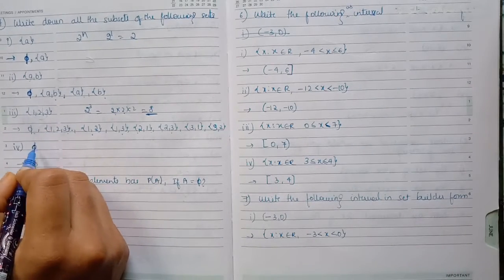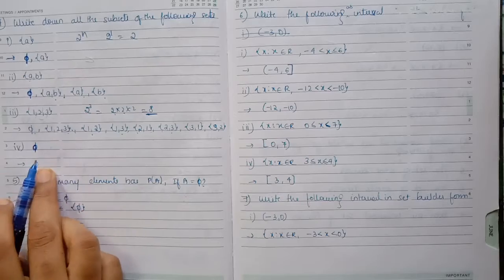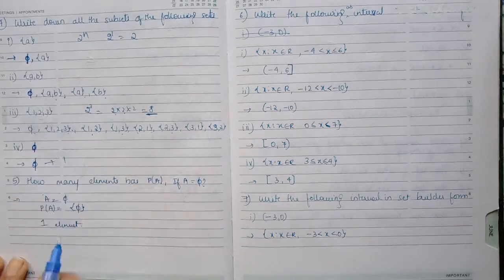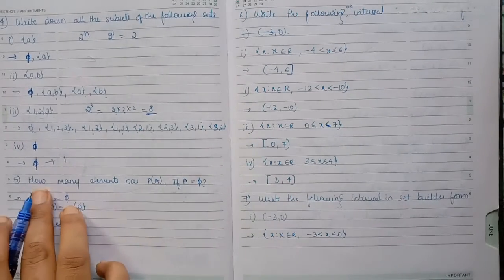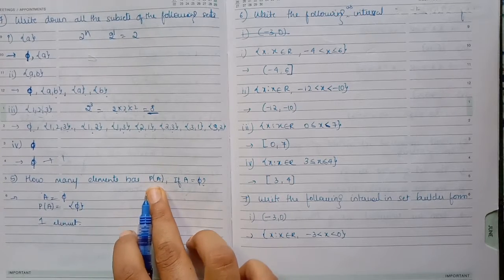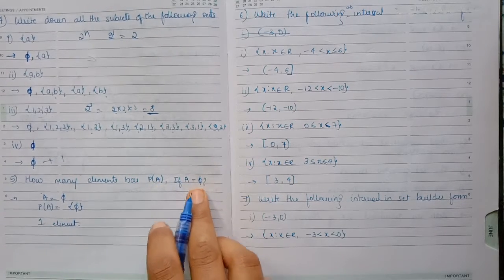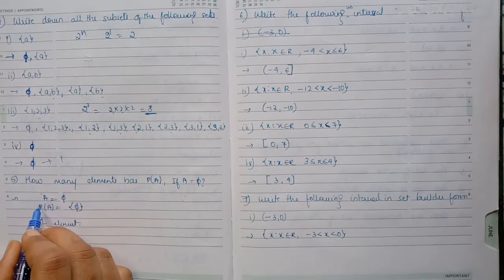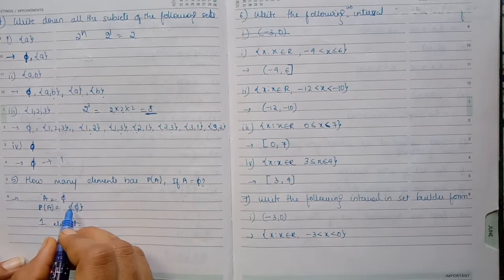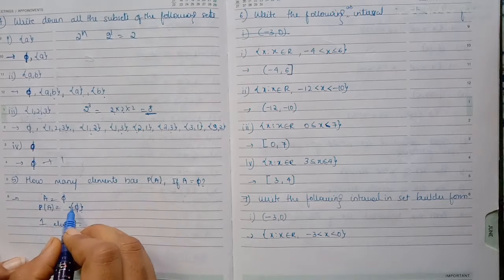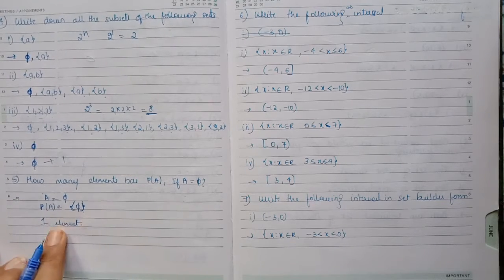So the fourth one is phi. So phi is the null set. The null set itself, we have the null set only, which gives only one subset. So we'll move to the next question, that is how many elements has the power set of A if A is equal to phi. So here A is equal to phi. So the power set of A, P(A), is equal to {phi}. So we have only one element. We will use this bracket. So here the number of elements we have is only one.